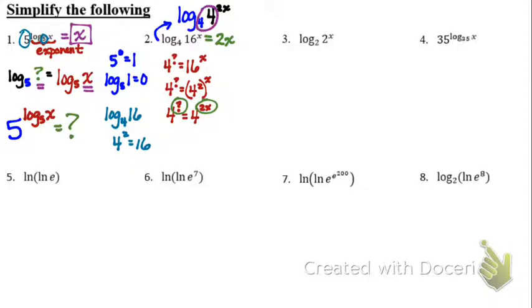What do you guys think number 3 is going to look like? X. The base and the argument match. 2 to the first power equals 2. What about number 4?